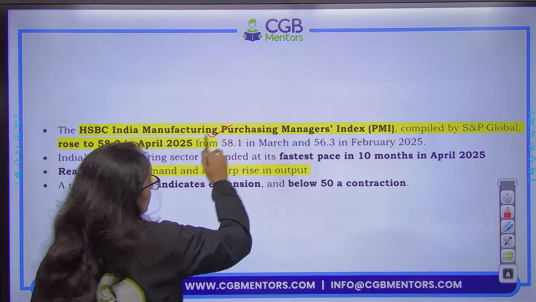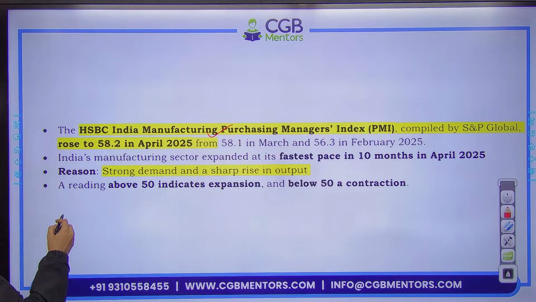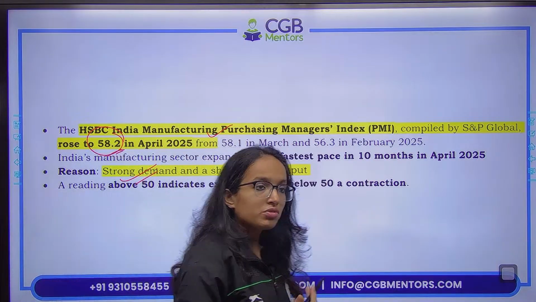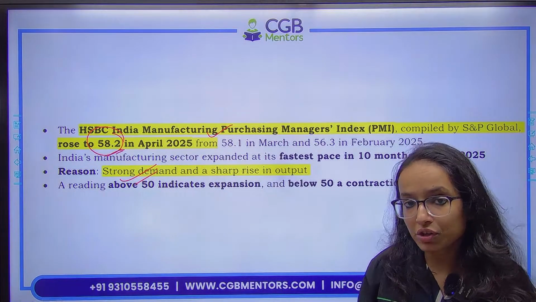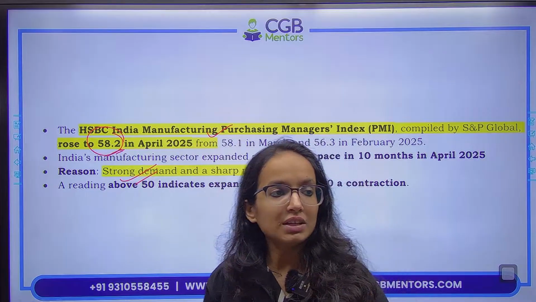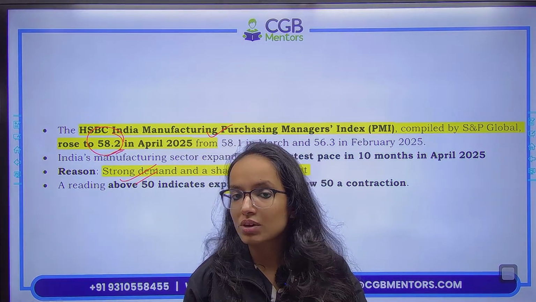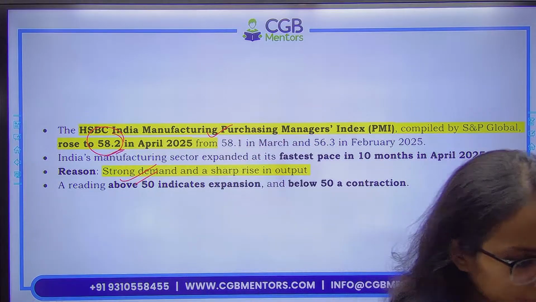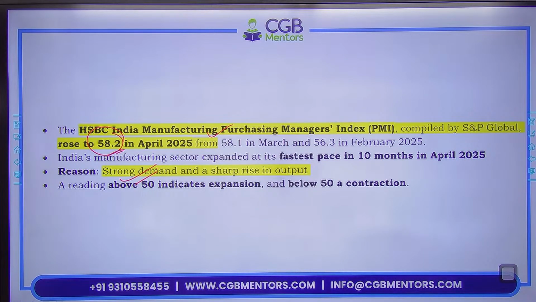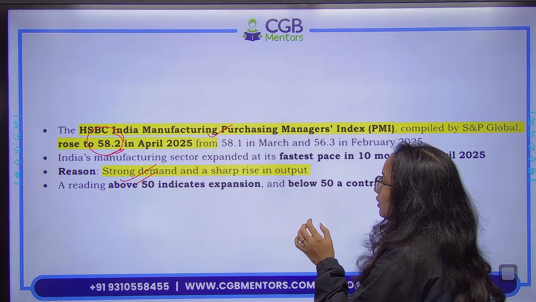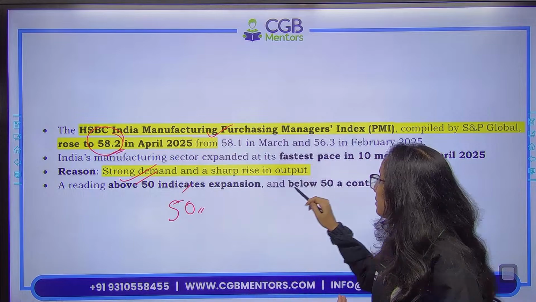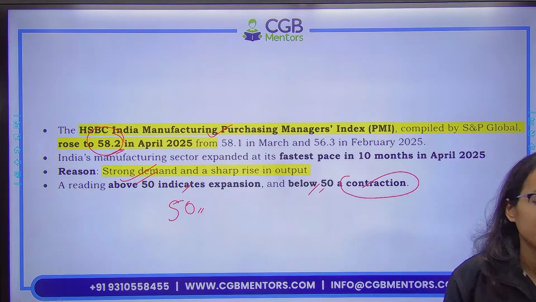HSBC India manufacturing PMI compiled by S&P Global has risen to 58.2 in April 2025. What is the reason? The reason is strong demand and a sharp rise in output. Manufacturing products ka demand is always the driver of economic growth. I have told you in my classes, right? So when there's strong demand, prices tend to rise, and then only the producer gets an incentive to produce that product, right? So as I told you, any PMI score above 50 indicates expansion, and below 50 indicates contraction.